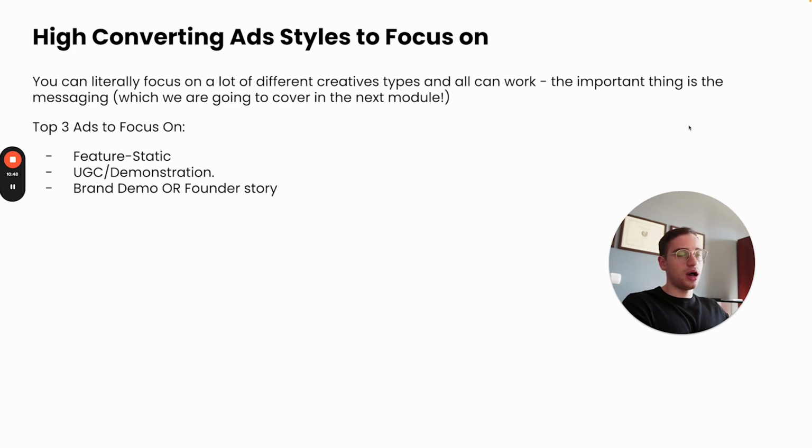Now, I could just ramble on about creative and how we can produce it, but I'm just going to give you the best 3 ads that I've seen after spending $1 million a month consistently for the past 2 months. You can focus on whatever you want. The best is a feature static, and just make sure you mention one key benefit with it. I'm going to show examples in a second. A UGC demonstration asset also works very well. And the last one is a brand demo or founder story, a bit more polished. But these are the 3 core ones I would focus on when starting out.